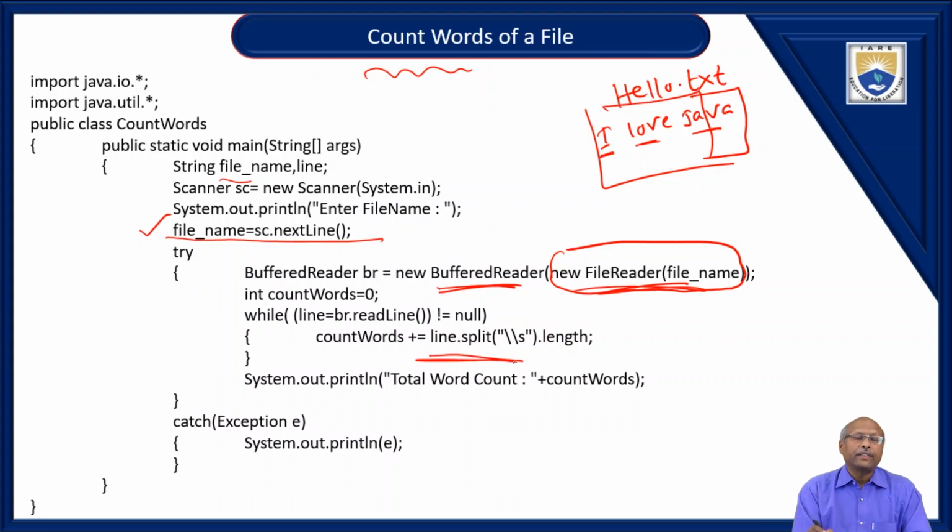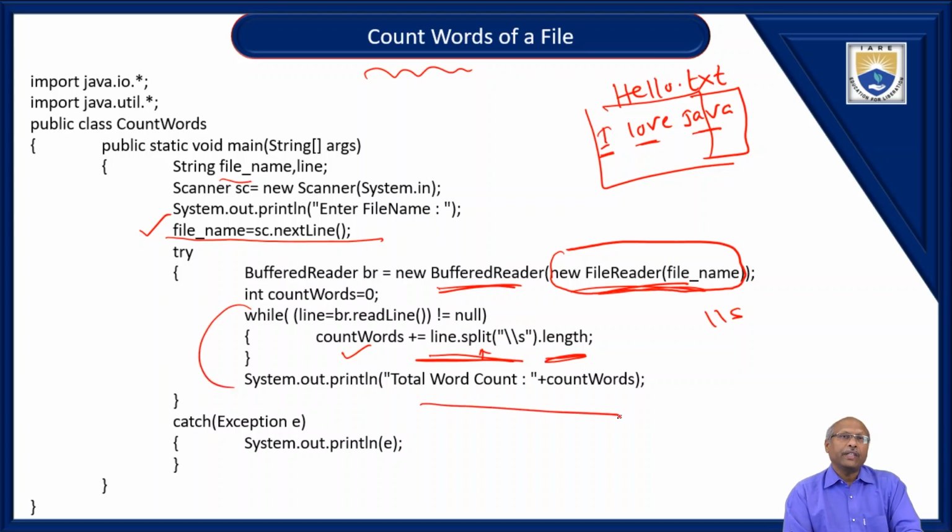Line dot split. That will split into words, because split is a method which takes backslash s, that means space. Whenever any space comes, that particular space is the delimiter for the word. So now this length will give you how many words are there in the line. So the count of words I keep on adding. Then finally when the loop is over, print it. So this is the way you can count the number of words also.